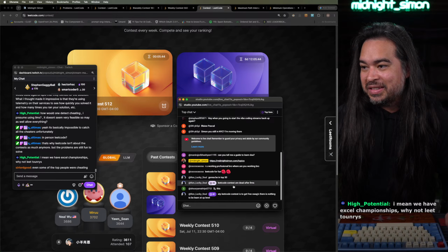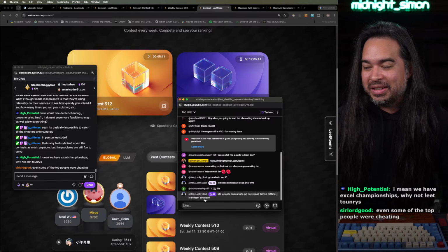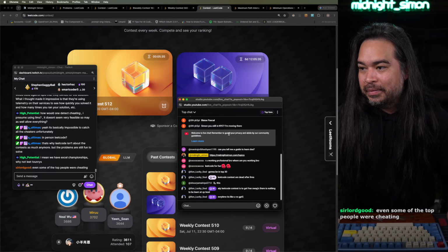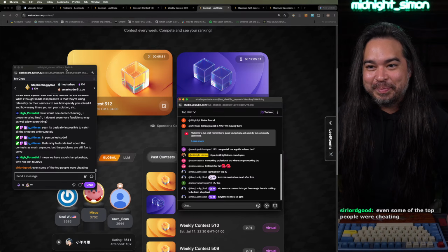LeetCode contest is to get free swags. There's nothing to be learned at competitive programming level. Every time it's like you versus GPT-5, yeah. Even some of the top people are cheating.